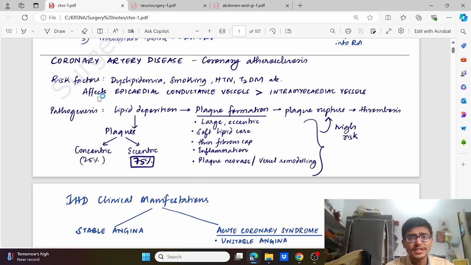Now we'll see the pathophysiology a little bit. The risk factors for coronary artery disease are dyslipidemia, smoking, hypertension, and diabetes, and it affects the epicardial conductance vessels more than the intramyocardial vessels. Pathogenesis is lipid deposition resulting in plaques, which could be concentric, with eccentric being more common. Plaque formation: large eccentric, soft lipid core, thin fibrous cap with inflammation, plaque neovascularization and vessel remodeling. These are high risk features for plaque rupture, resulting in thrombosis.